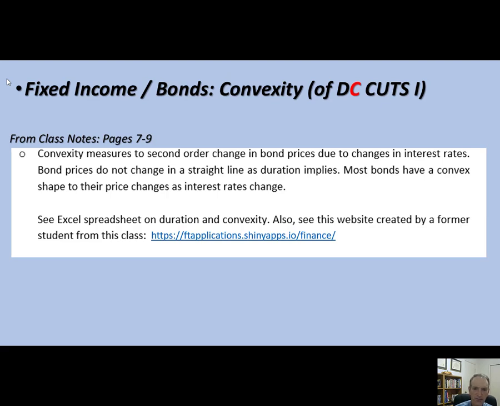So the definition: convexity is the second order change in the price of a bond due to changes in interest rates. So bonds don't change in a straight line. They're what we call convex, and I'll actually show you that. They don't change in a straight line. If you look at the duration formula, it implies bond prices change in a straight line, and I'll actually show you here real quickly, right now.